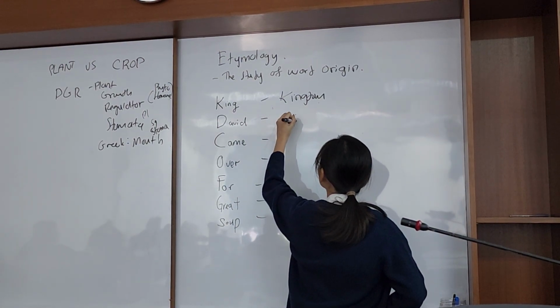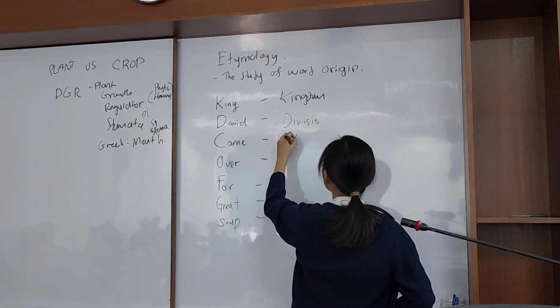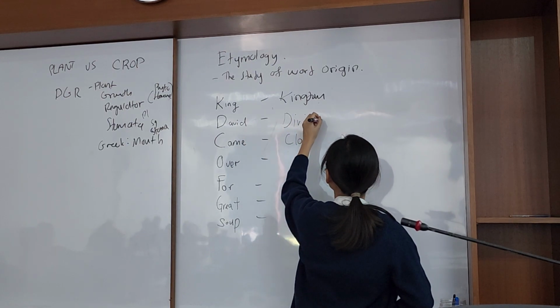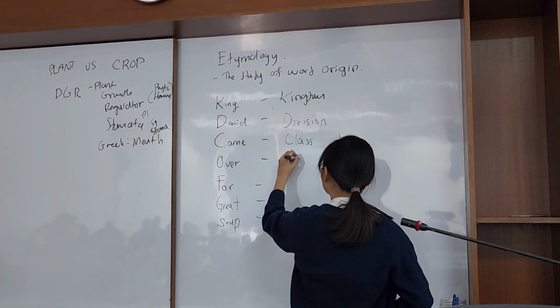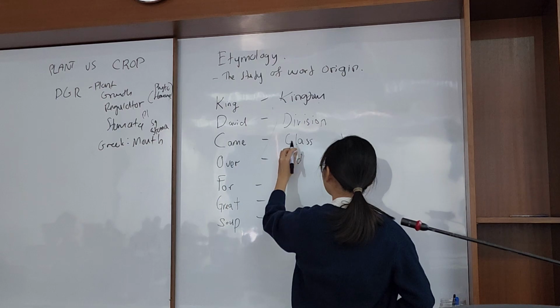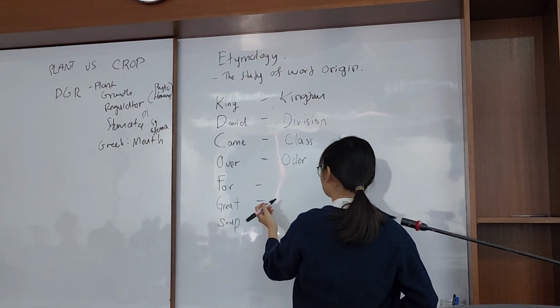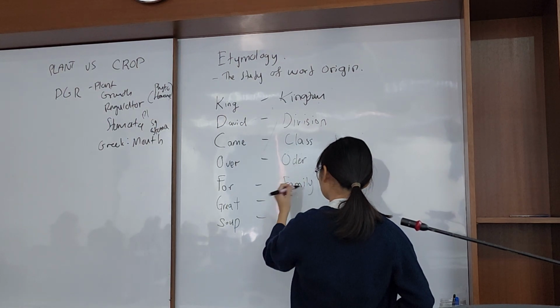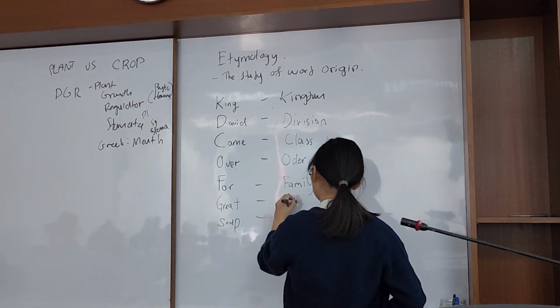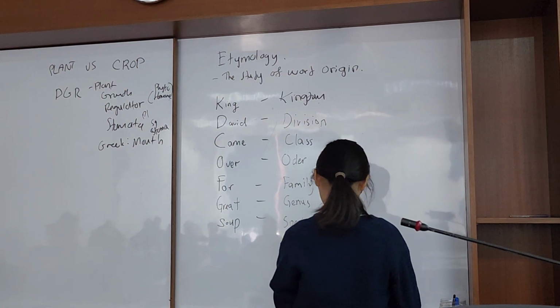So king is for kingdom. You miss an N. Division. For plants, we use division. For animals, we use phylum. Alright, okay, is she correct?